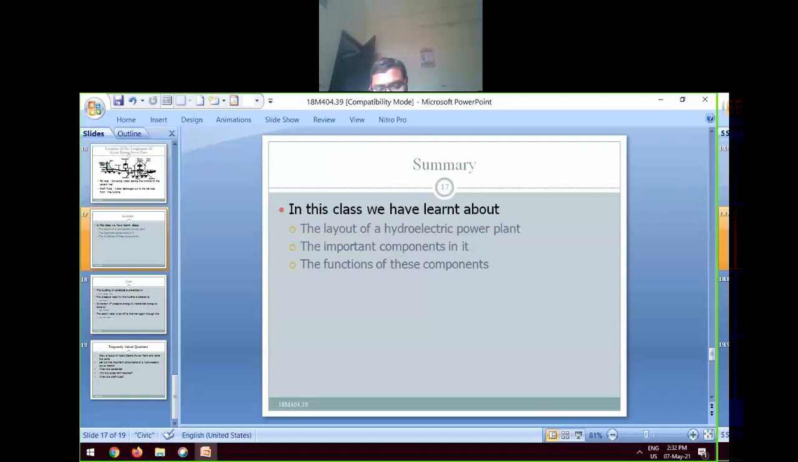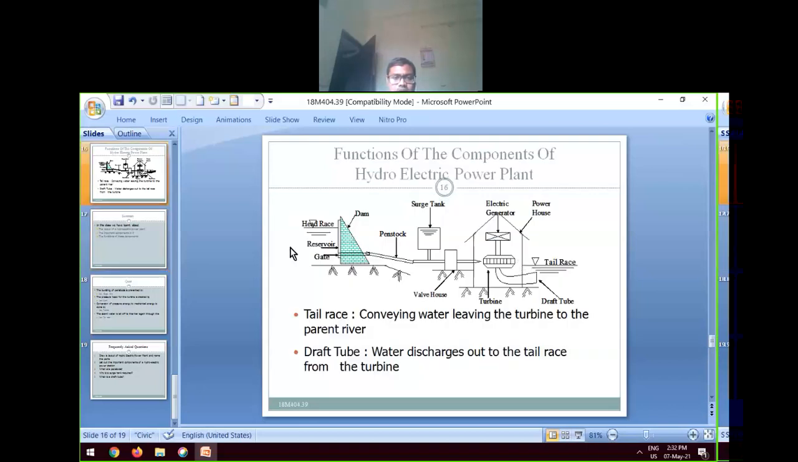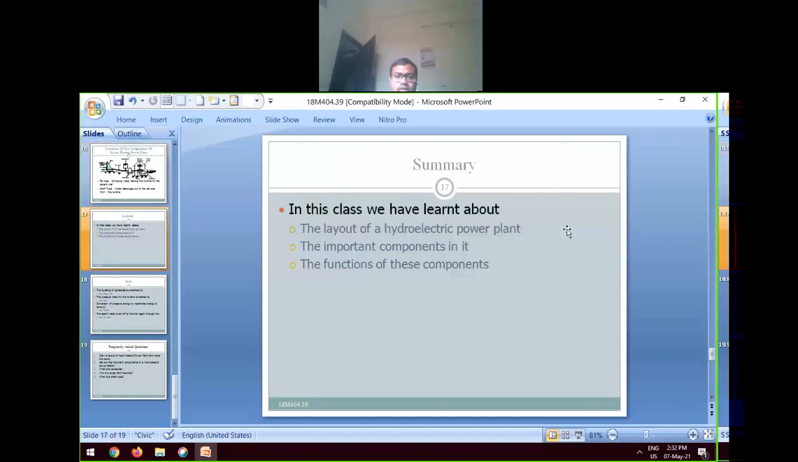In this class, we have learned about the layout of the hydroelectric power plant, its important components, and the functions of these components. Have you understood or not? Once again, I repeat, the main parts of this hydroelectric power plant are head race, reservoir, gate, dam, penstock, surge tank, valve house, electric generator and turbine (these two are in the powerhouse), tail race, and the draft tube. Each and every one is a very important part, to construct, to supply, to convert the water, and to produce power from the water. So this arrangement is called the layout of the hydroelectric power plant, right?